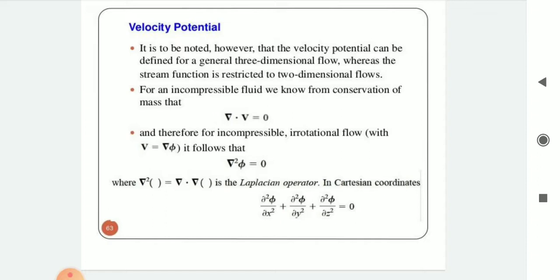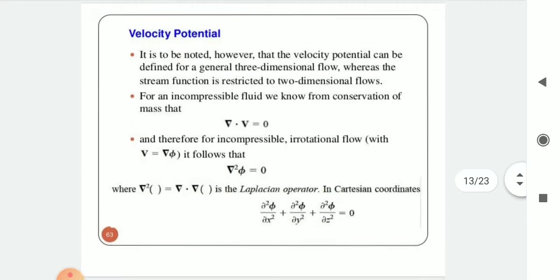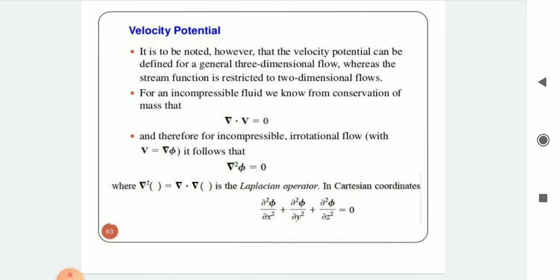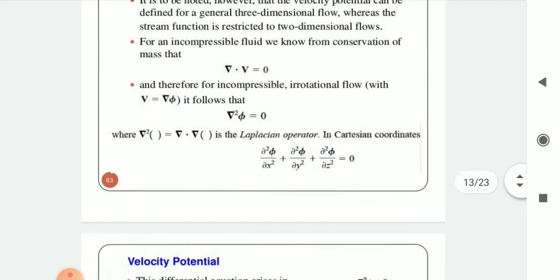For an incompressible fluid, we know from conservation of mass, ∇·v = 0, and therefore for incompressible irrotational flow with v = ∇φ, it follows that ∇²φ = 0, where ∇² = ∇·∇ is the Laplacian operator. In Cartesian coordinates, ∂²φ/∂x² + ∂²φ/∂y² + ∂²φ/∂z² = 0.